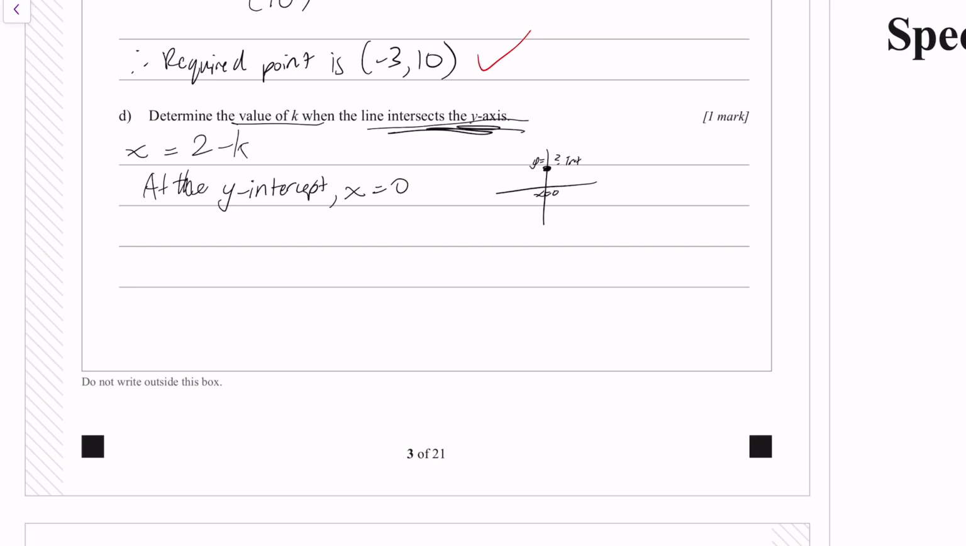And we can just sub x equals 0 into this equation, and 0 equals 2 minus k. We only have k as our unknown, so we can just bring that to the other side. k is equal to 2. Okay, and that is our other mark there.